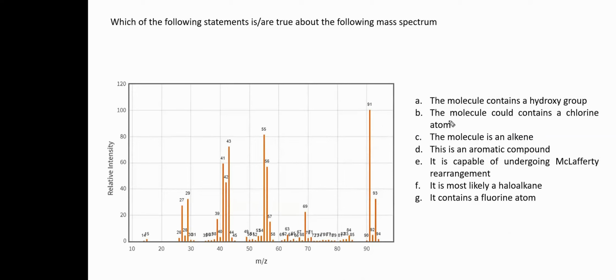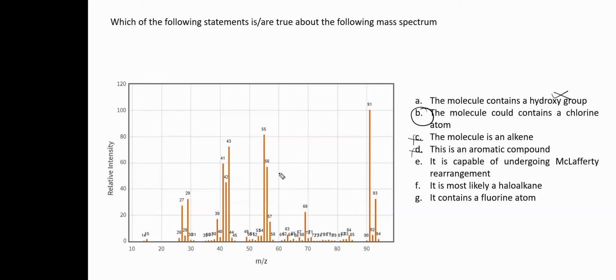Now let's go back to the molecule. The molecule contains a hydroxy group. No, it does not. You don't see an M and M minus 17. You will always see that if you have a hydroxy group, because the hydroxy is one of the easiest groups to lose. You have a chlorine, that is right, okay? The molecule is an alkene. You cannot say that for sure. It's not easy to say.